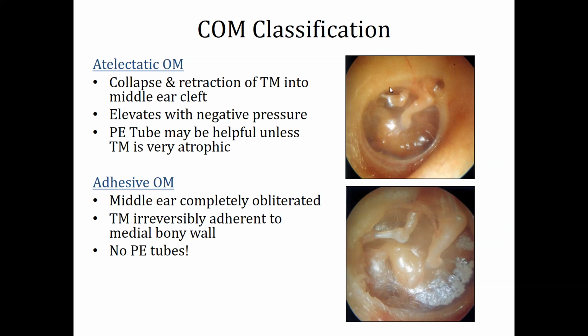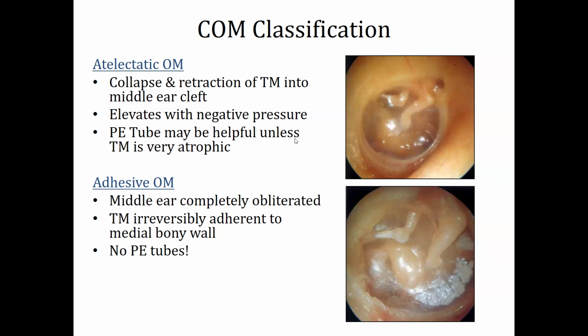The idea is that if, under negative pressure, you could pull the drum off of those underlying structures, it means it's not quite adhesive. It hasn't stuck down. It's atelectatic. It could be very thin. That tells you that there is change in the drum, but it's not irreversible at this point, to the point where you couldn't salvage it with maybe a pressurization tube. So the idea is if you put a tube in the ear, you might be able to restore middle ear pressure, positive ventilation, and prevent this from evolving further into an adhesive drum.